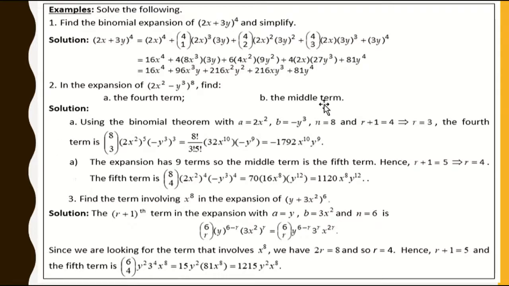Okay, next, we will get the middle term. The expansion has 9 terms, so the middle term is the fifth term. We have 9 terms, right? Since our n is 8, and we start with 0, that makes 9 terms in all. So the middle of 9 is the fifth term. Since we want the middle term, let us get the fifth term.